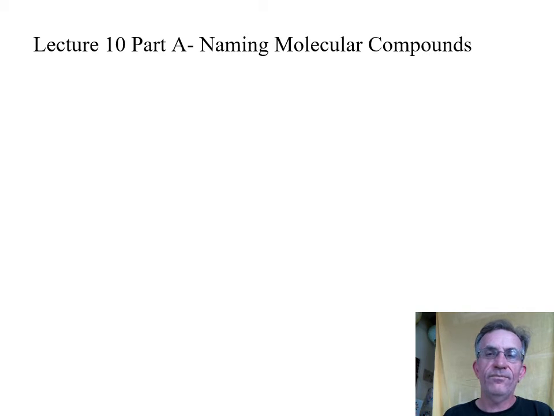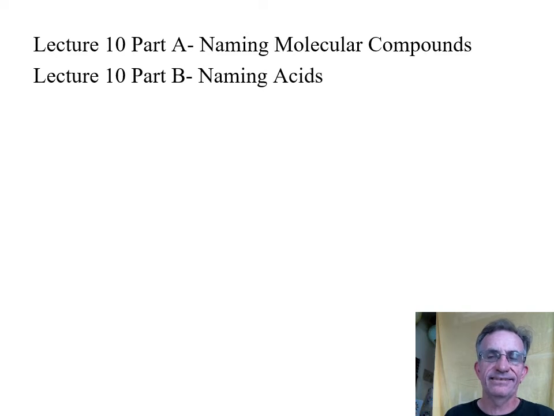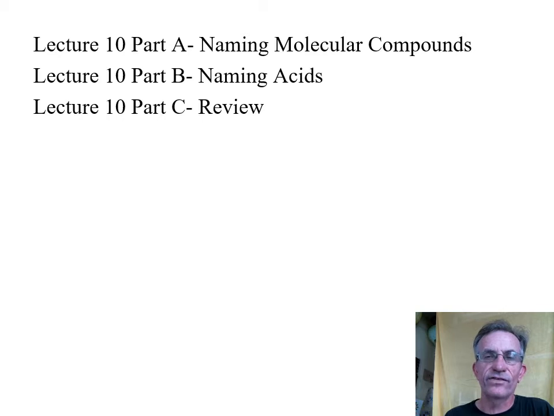So in Lecture 10, we're going to learn about naming again, but remember last time we were all about naming ionic compounds? Well, in this lecture, we're going to learn how to name two other kinds of compounds. In this part A, we'll talk about naming molecular compounds, and then there'll be one more kind of compound we'll learn to name. That'll be acids. That'll be in part B. And then finally, there'll be a third part. The third part, we're just going to kind of review because it can get a little complicated. So we'll have a little review video as well. All right, so with that, let's go ahead and dive in.